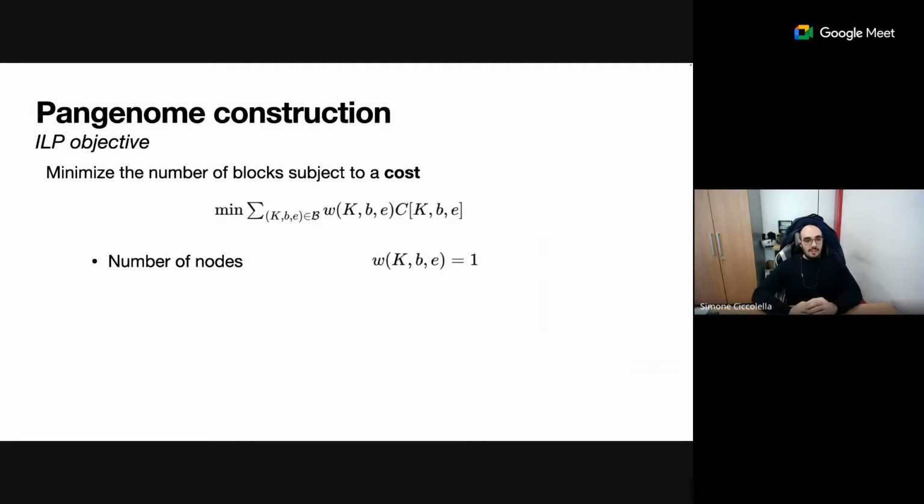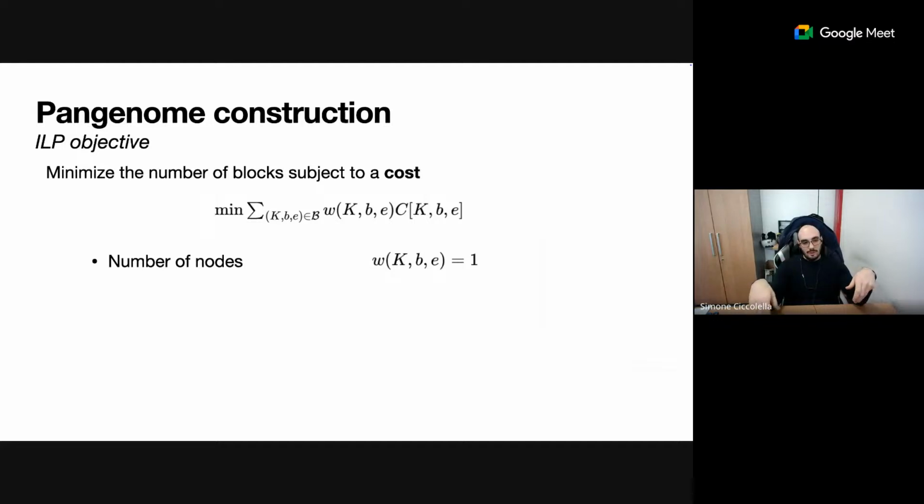And I think this is the beauty of this work, alongside the actual ILP formulation, is that basically once we have these variables, we can define whichever cost function that we want. So if we have a look at this slide, omega would be the weight and C would be the cost of this function. And this can be defined as we want.